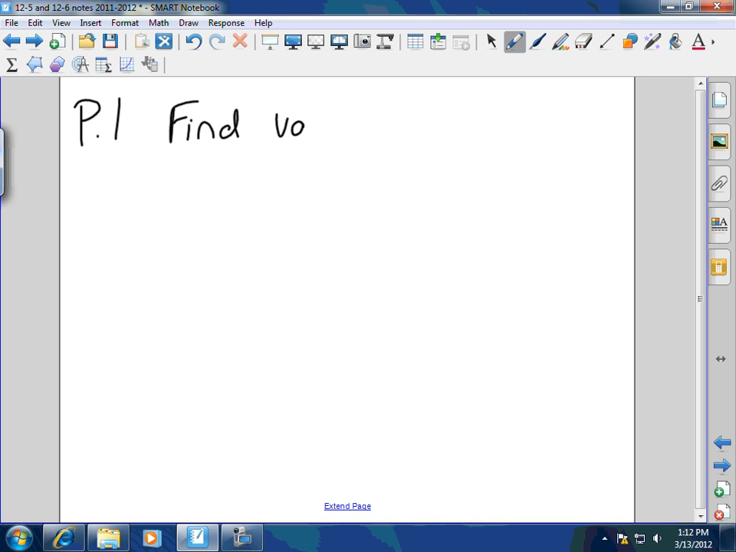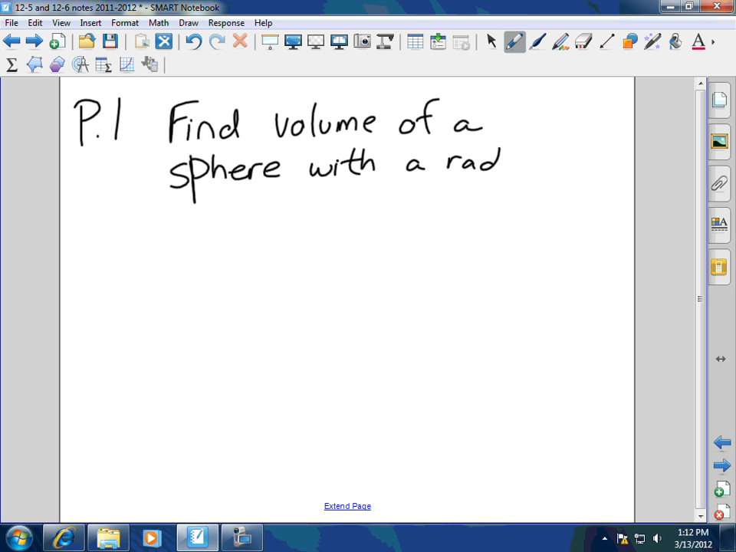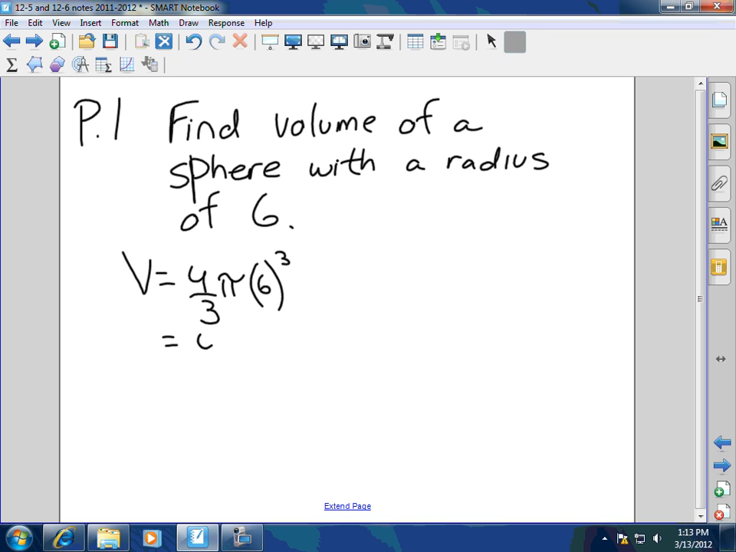Find the volume of a sphere with a radius of 6. Well, in this particular case, it's going to be 4/3 pi r cubed. So this is 4/3 times pi, and that's going to be 6 cubed, 216, correct? Yeah, right? 216. And then that's 216 divided by 3, so that's 72. 72 times 4, 288. 288 pi units cubed.